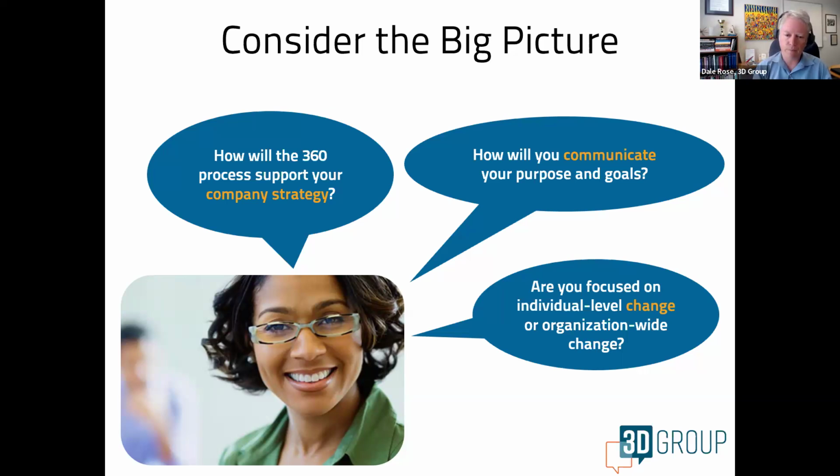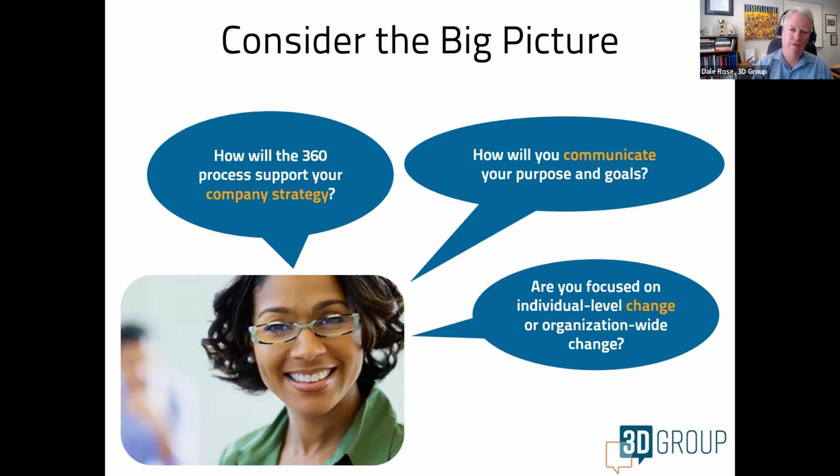And then you want to ask yourself, are you focused on individual change? Is this really just an opportunity to get a couple of leaders or a few dozen leaders some of their individual development? Or are you also looking to really change the organization writ large in that sort of strategic 360 structure that I was talking about? There will be different design decisions based on how you answer these questions. So knowing them up front will be very, very important.